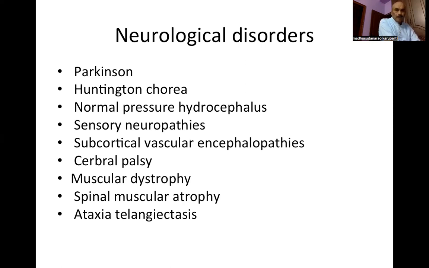Cerebral palsy, again, results in motor dysfunction, resulting in spasticity, thereby resulting in gait disturbances. Muscular disturbances, muscular dystrophies, cause weakness in the muscle and thereby cause motor dysfunction. In the same way, spinal muscular atrophies and ataxia-telangiectasias are some of the inherited disorders leading to gait disturbances.